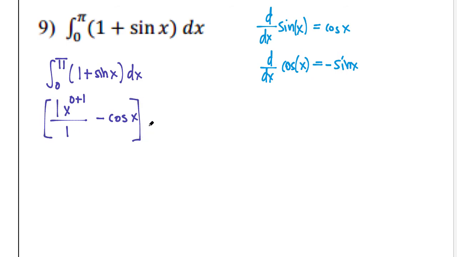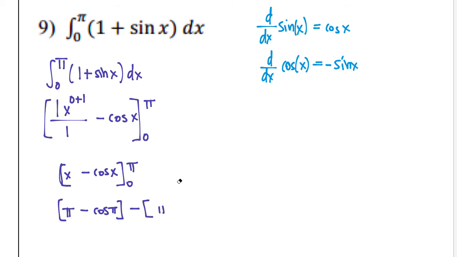So we're going to evaluate this from 0 to pi, and if we clean this up, that's just x minus cosine of x, evaluated from 0 to pi. That's going to be my upper limit, which is pi minus cosine of pi, minus our lower limit, which is going to be 0 minus cosine of 0.